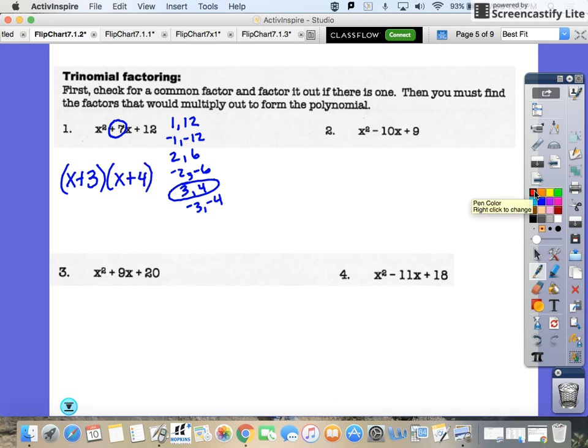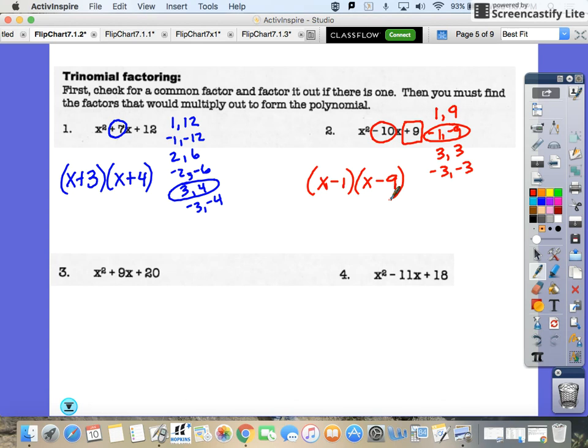In this example, we want to find the numbers that multiply to +9. So we'd have 1 and 9, -1 and -9, 3 and 3, -3 and -3. But they also need to add to -10. So that would be this one. X minus 1, x minus 9.